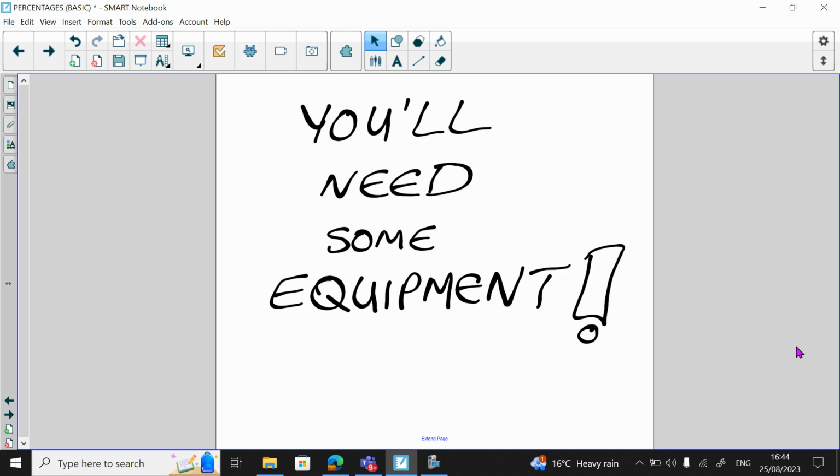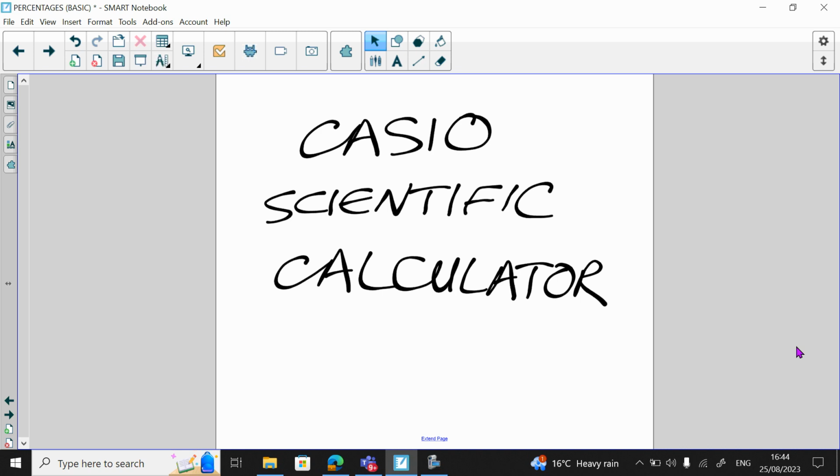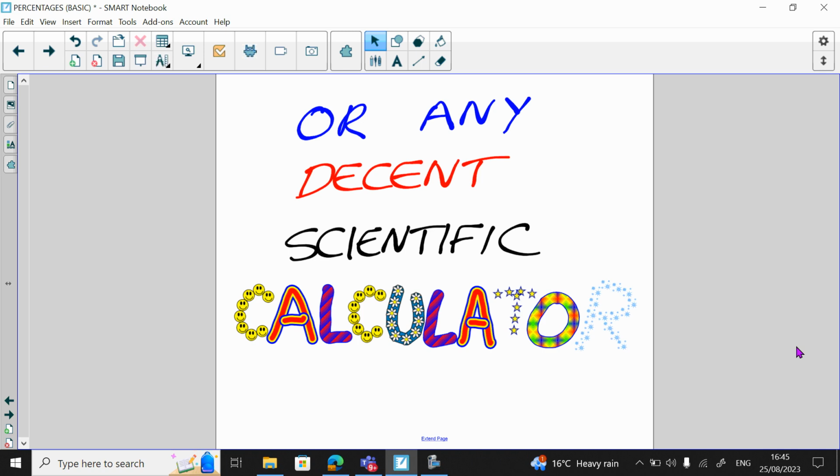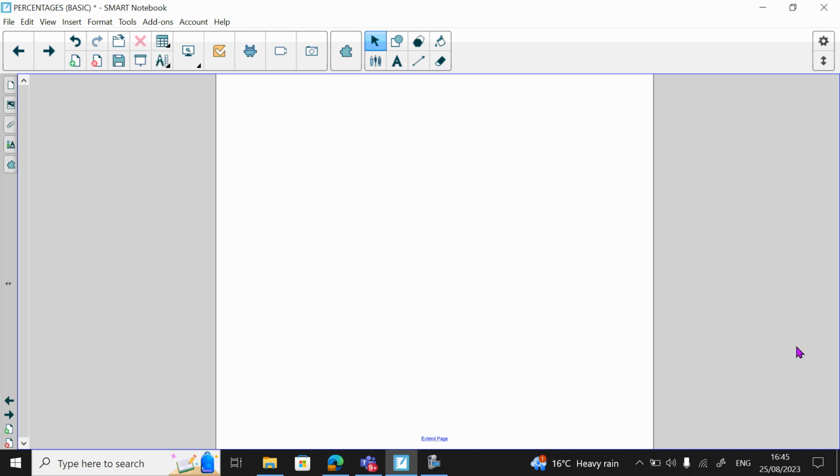Right. For some of you, you might need to know this equipment. We're talking about calculators. It doesn't have to be a Casio, any decent scientific calculator. I know some of you get issued with them. That's fine. If not, in class we can talk about this. Like I say, any decent scientific calculator. So let's move on.